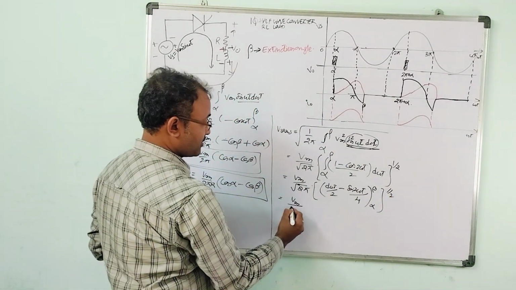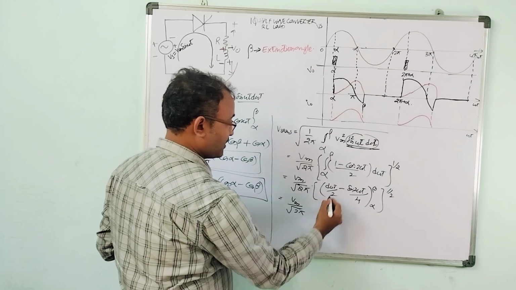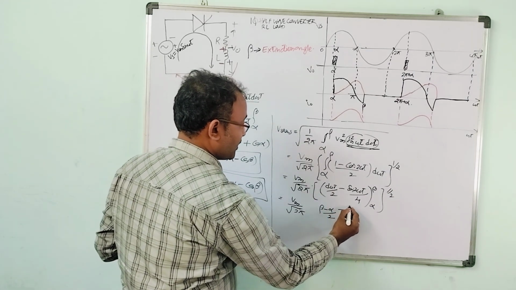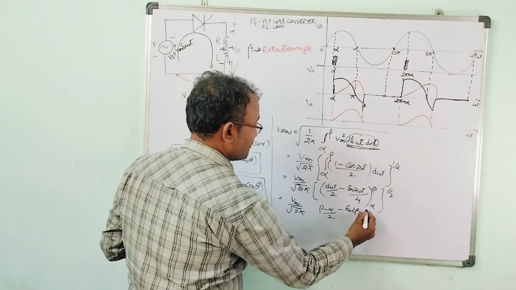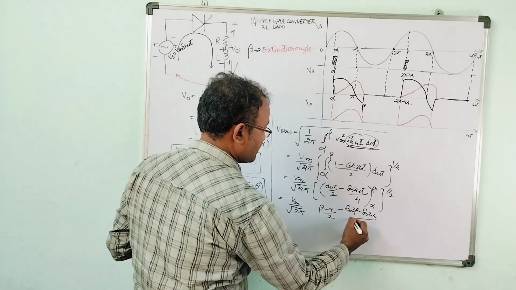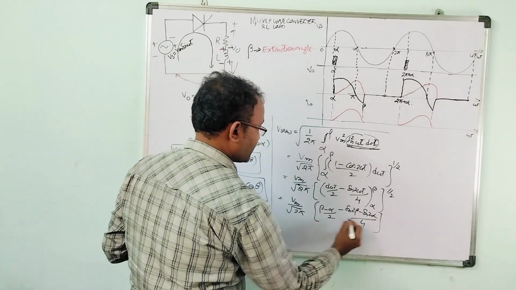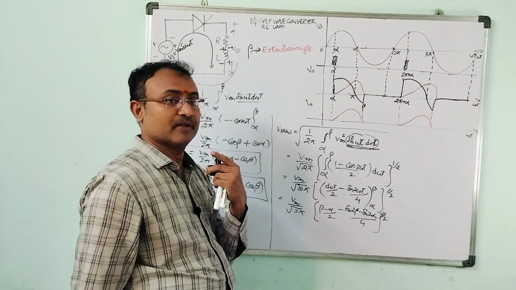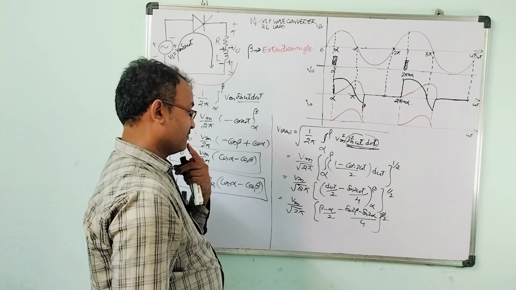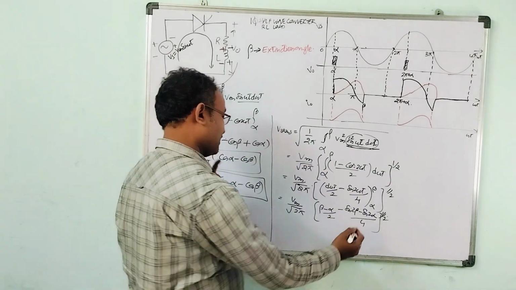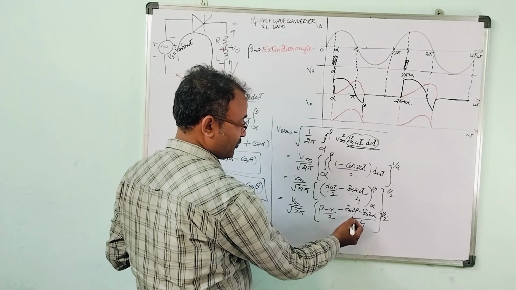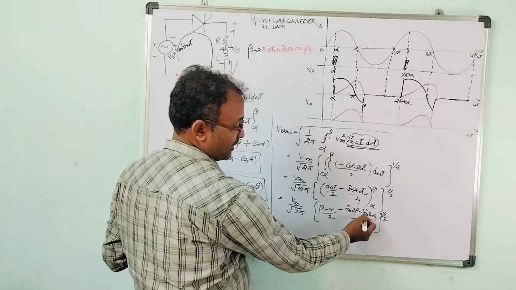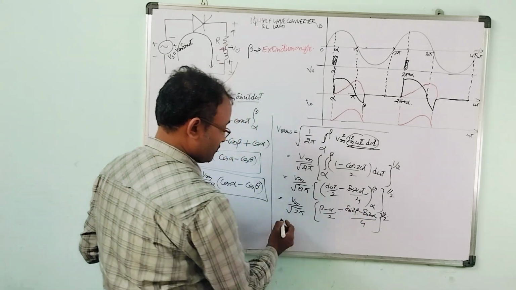So Vm divided by square root 2 pi, and here the upper limit gives (beta minus alpha) by 2 minus (sin 2 beta minus sin 2 alpha) divided by 4, whole to the power of 1 by 2. In the previous case we got sin 2 pi, so the term became 0. Now the upper limit is beta, so we cannot make it 0. Minus sin 2 beta, minus of minus, plus sin 2 alpha.